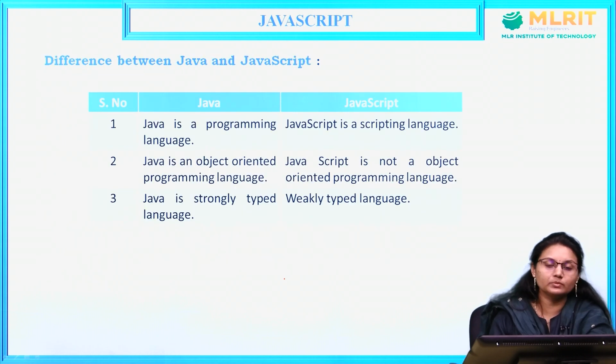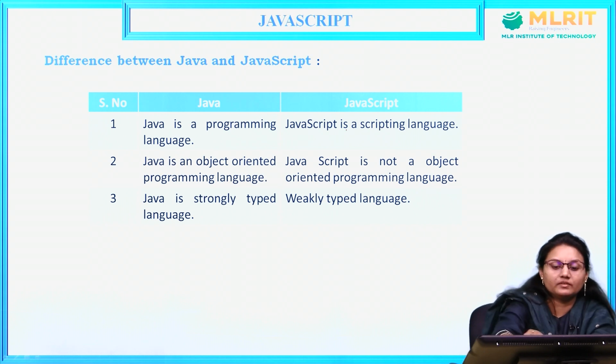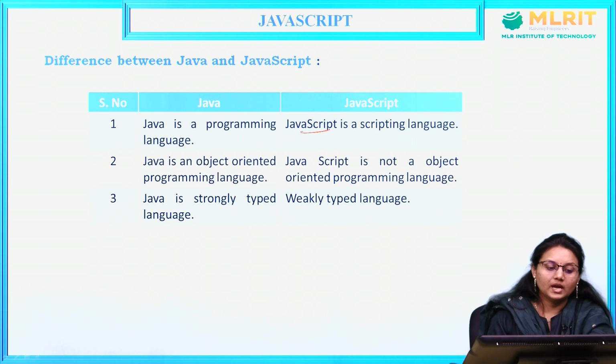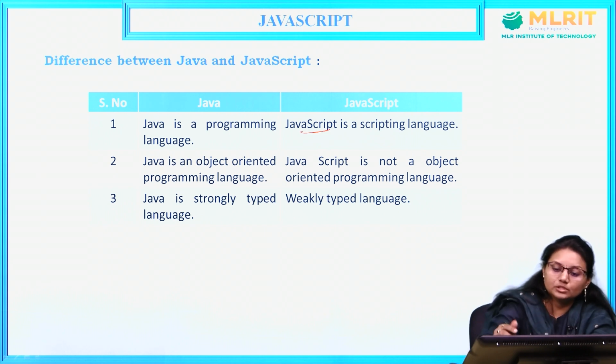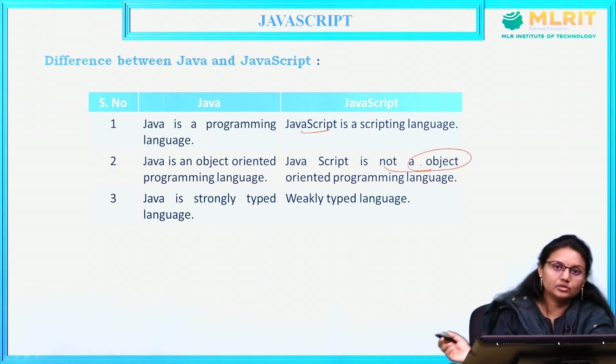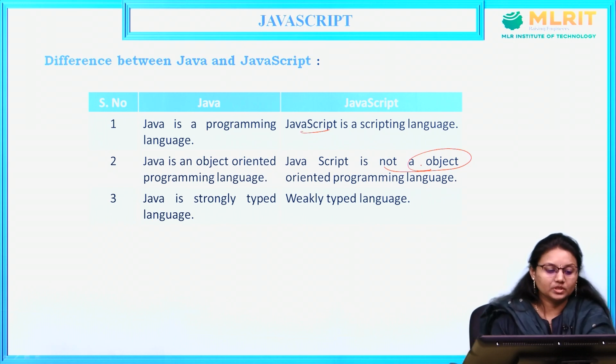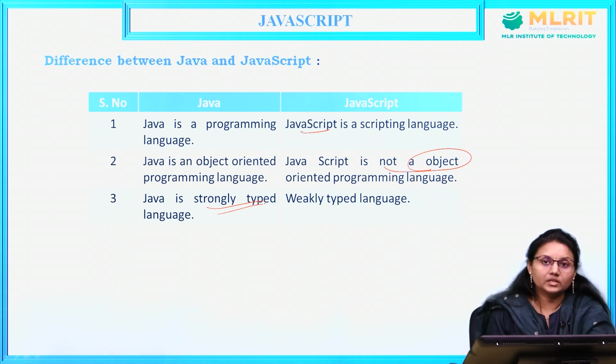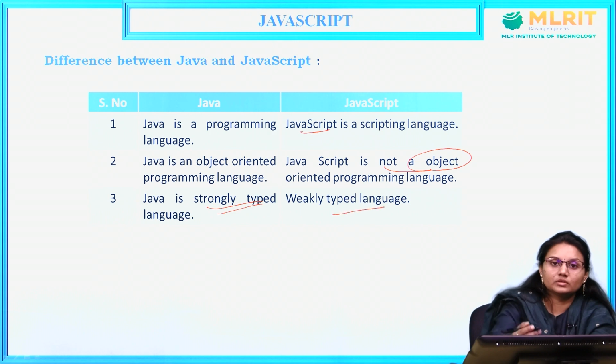So what is the difference between Java and JavaScript? Java is a programming language, as you all know. JavaScript is a scripting language; we call it a script language. Java is an object-oriented programming language. JavaScript is not object-oriented, but you can use objects here also. Java is strongly typed and JavaScript is weakly typed. Strongly typed means whatever data you have, you create using different data types and access using classes and objects. Dynamically changing the content is not possible that way, so JavaScript is weakly typed.